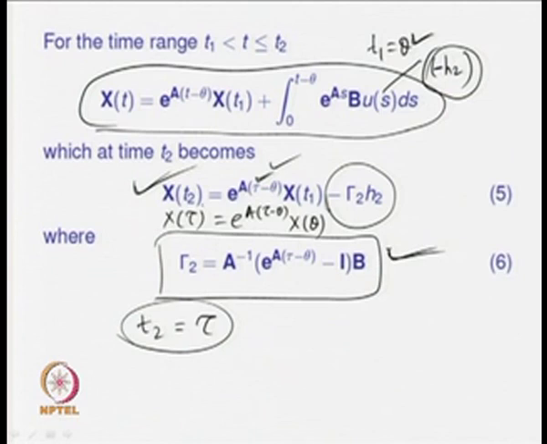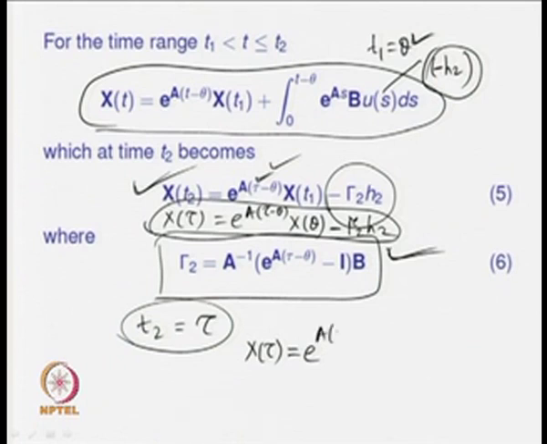So, this expression is x tau is equal to e to the power A tau minus theta x theta minus gamma 2 h 2. So, the state at time t equal to t 2, or the value of the state variable x tau, is given as e to the power A tau minus theta x theta minus gamma 2 h 2. Now, this equation is given by equation number 5.